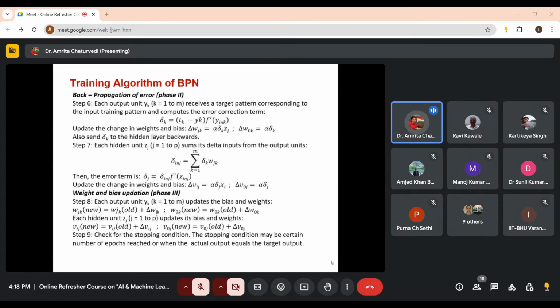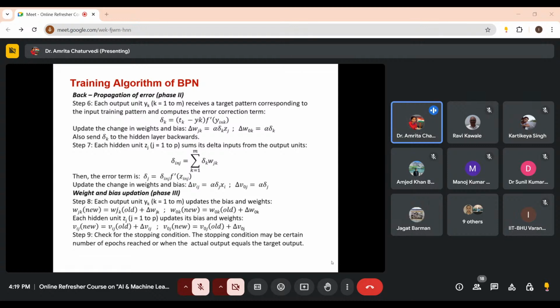Now each output unit yk, so total units are m, so k will range from 1 to m. This receives a target pattern corresponding to the input training pattern and computes the error correction term. So this is the error calculation phase, phase 2. So delta k is the error at the output layer unit. This is equal to tk minus yk. So this is your error term, because t is the target value and yk is the actual output that you are getting at the kth node in the output layer.